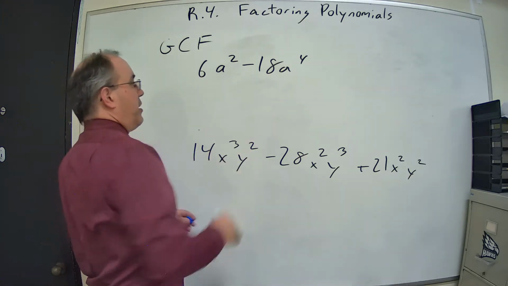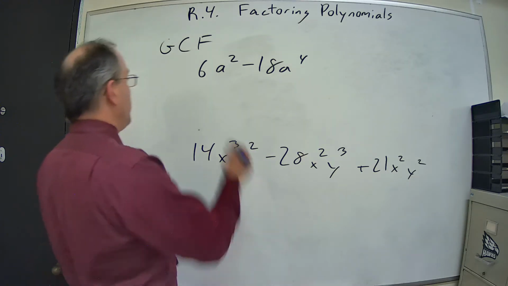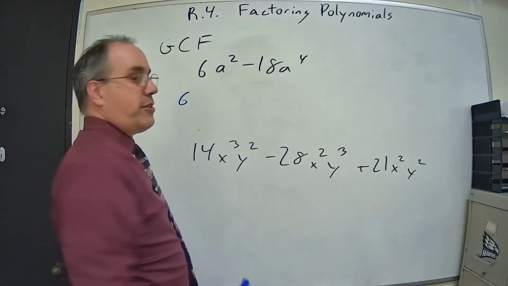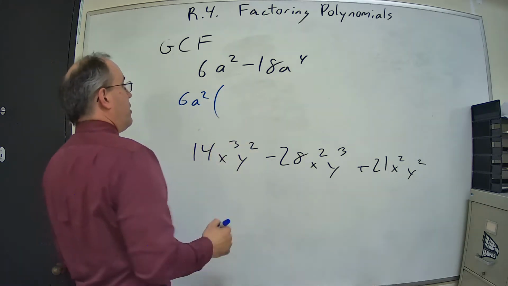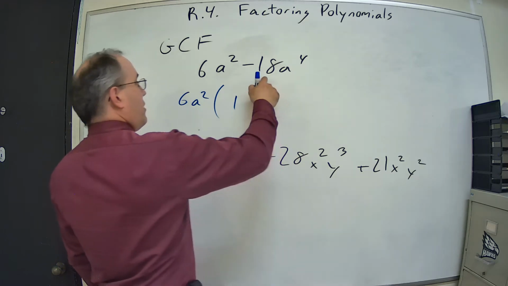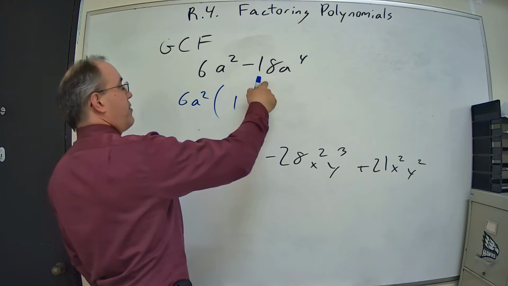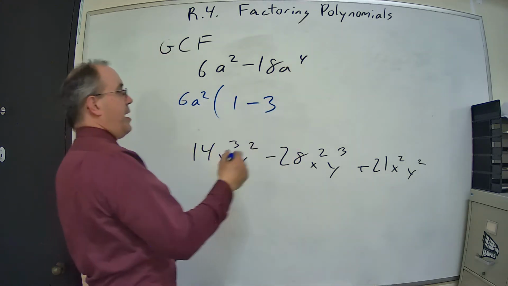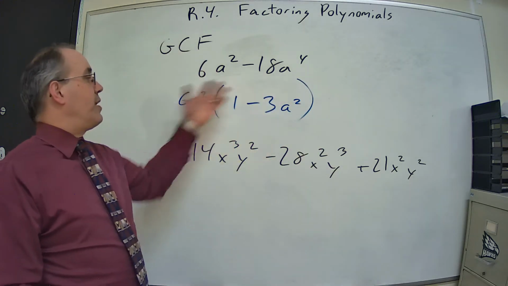I look at the coefficients and I see 6 and 18 are both divisible by 6. So I'm going to pull out that 6. And I see a squared and a to the fourth both divisible by a squared. So 6a squared. 6a squared divided by 6a squared gives you 1. Negative 18a to the fourth divided by 6a squared: negative 18 divided by 6 gives you negative 3, and a to the fourth divided by a squared gives you a squared. And we just pulled out the greatest common factor.